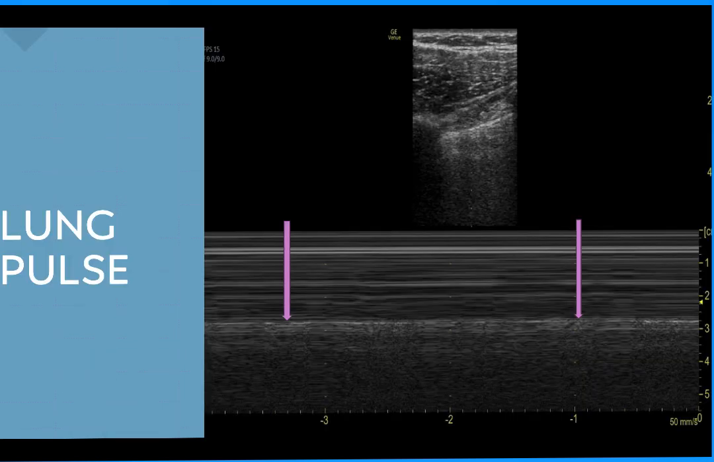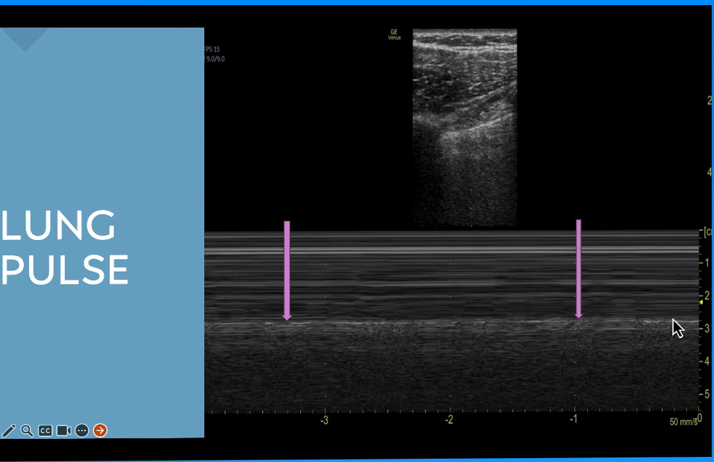Now that we've gone over the concept of lung point, it's important to discuss the concept called lung pulse. I know I'm giving you all these names that are really similar to each other. Now, lung pulse is important to know because a lung pulse means there is no pneumothorax. It rules it out. A lung pulse is motion artifact from the heart that comes to the lungs.